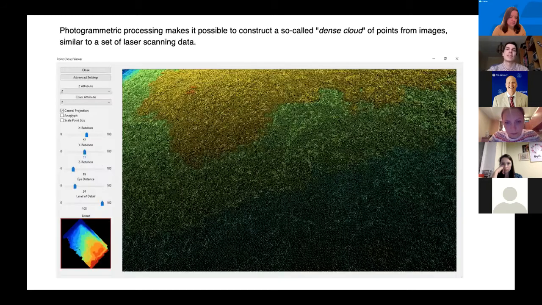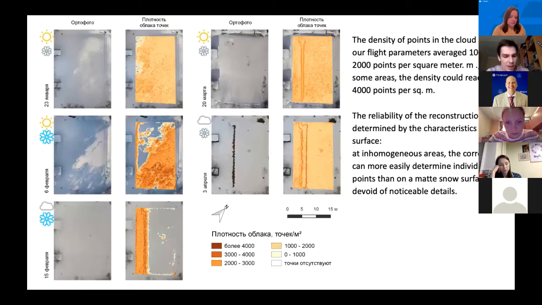So this is how the process looks like. The photogrammetric processing makes it possible to construct a so-called dense cloud of points from images. And the same happens when we use the laser scanning data. So the principles are the same. And here is the result.